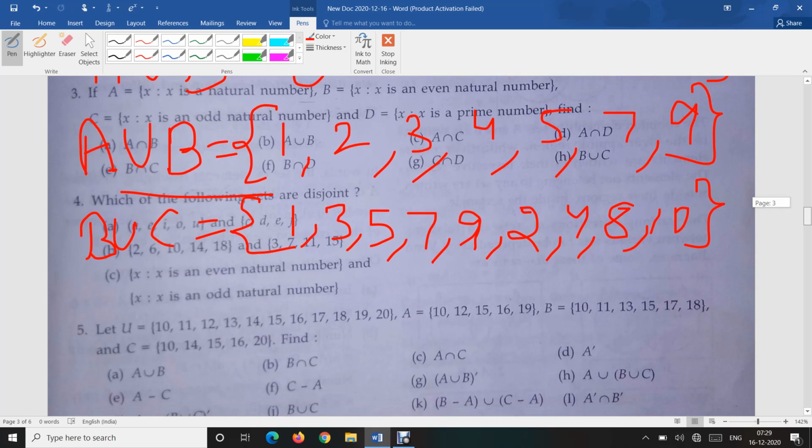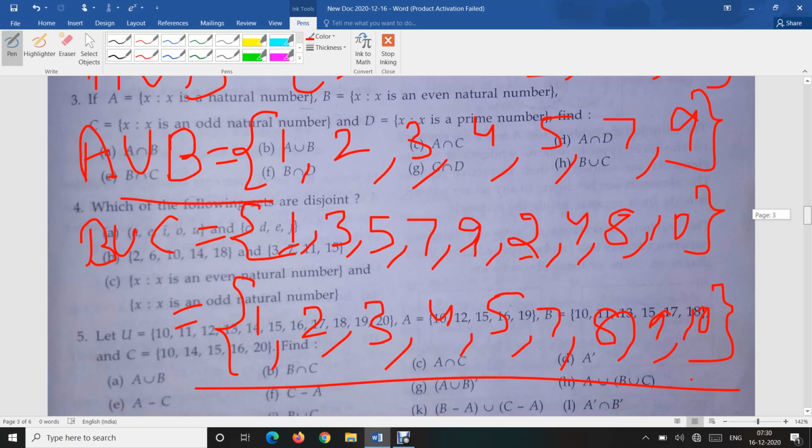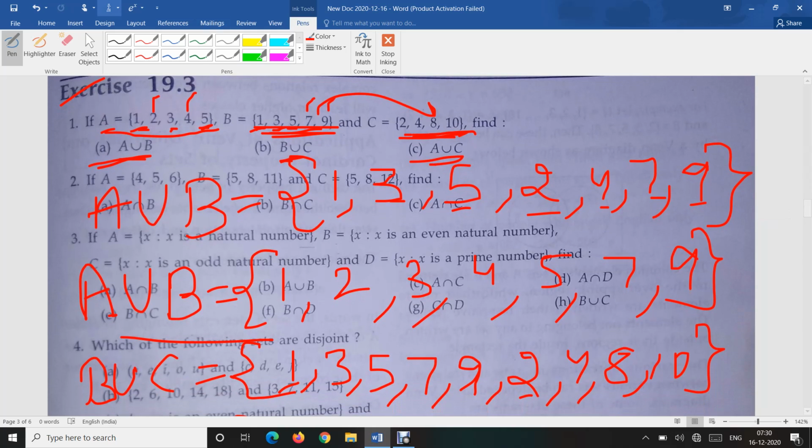I hope you understand the concept of union. Now you can write 1, 2, 3, 4, 5, 7, 8, 9 and 10. This is A union B. I hope you understand it. If you have any problem regarding this concept, then you can ask. Now we will move towards the next concept.